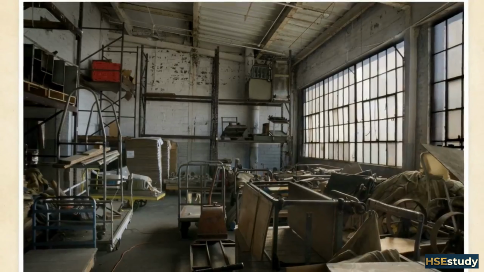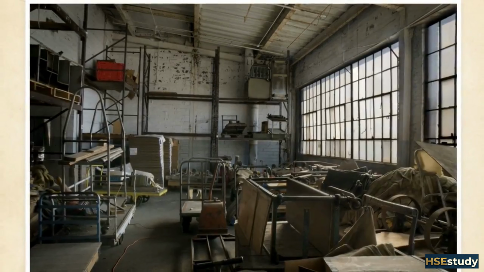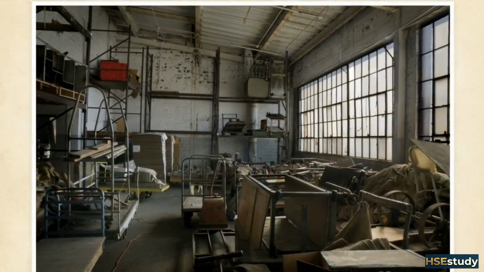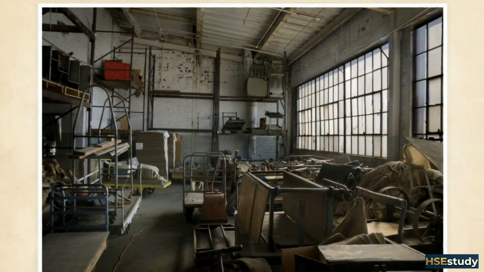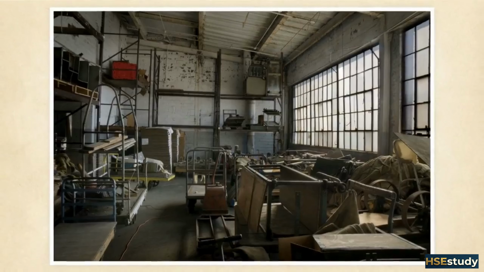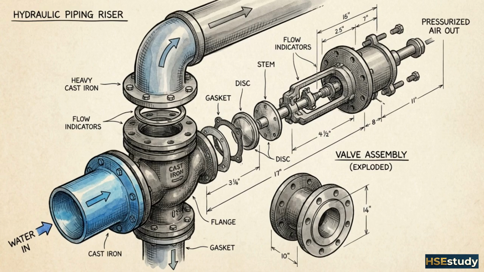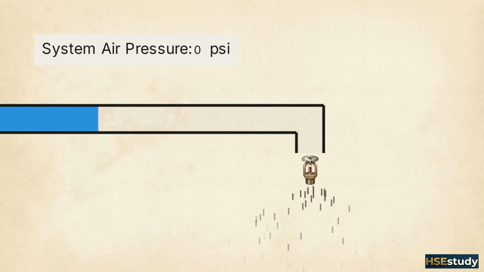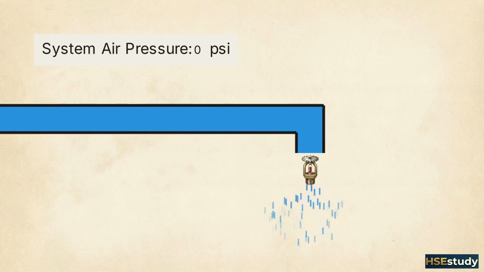For unheated environments like this warehouse, engineers utilize dry pipe systems. Instead of water, the pipes are filled with pressurized air or nitrogen. This gas pressure holds back the water supply at a heated valve room. When a sprinkler head activates, the air escapes first, followed by the water.